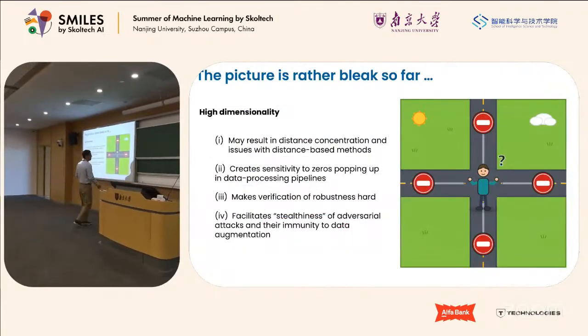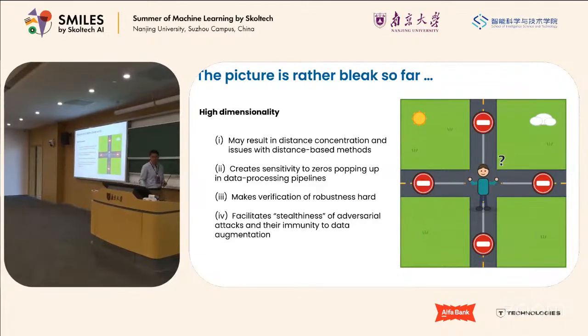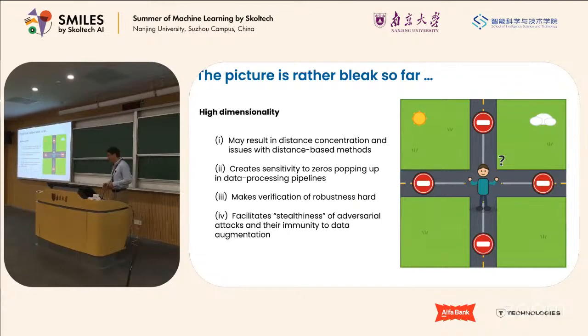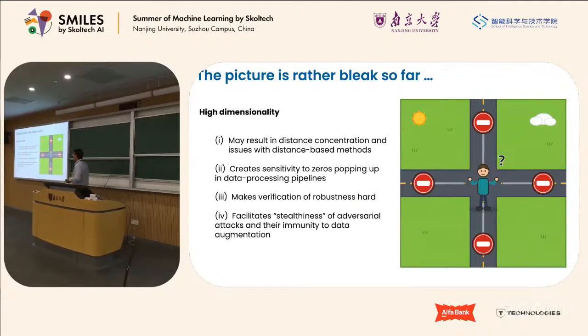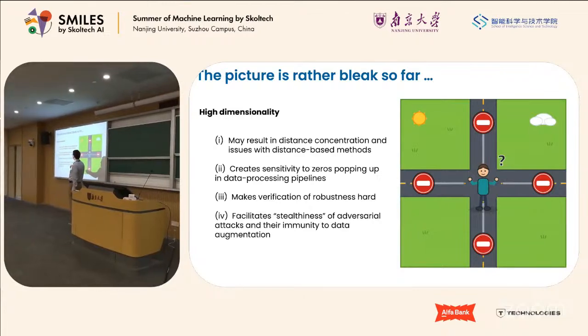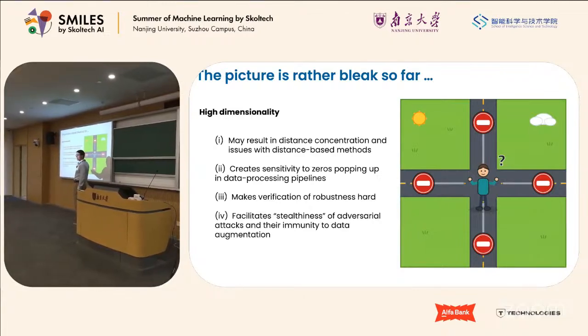So I think I'll skip this slide because I don't have the time. Now the picture is bleak, right? You can see that there is no way to go. So high dimensionality may result in distance concentrations. I cannot go there, right? So distance-based methods fail.